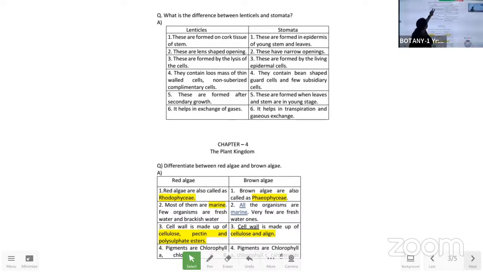So here we will go with the SAQ, that is the differences between the lenticels and the stomatal apparatus. So what are lenticels and what are stomata? First of all, if we know, then it will come.